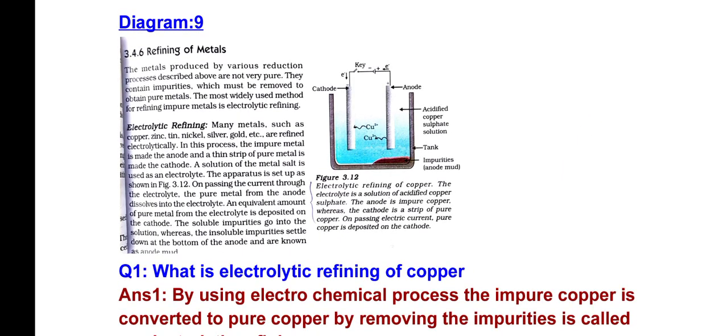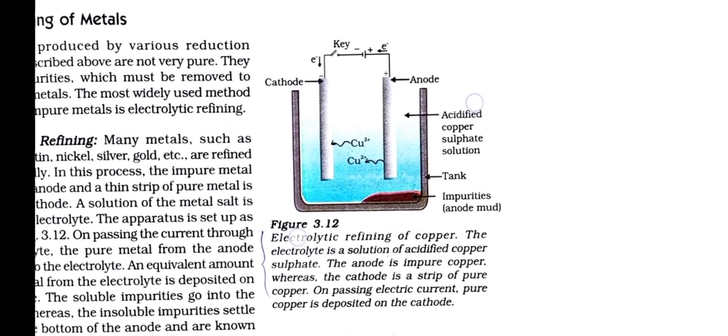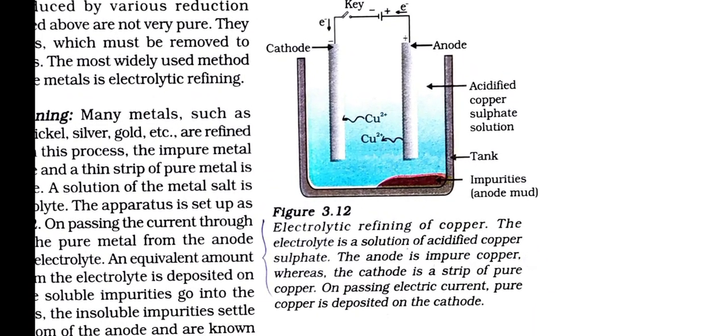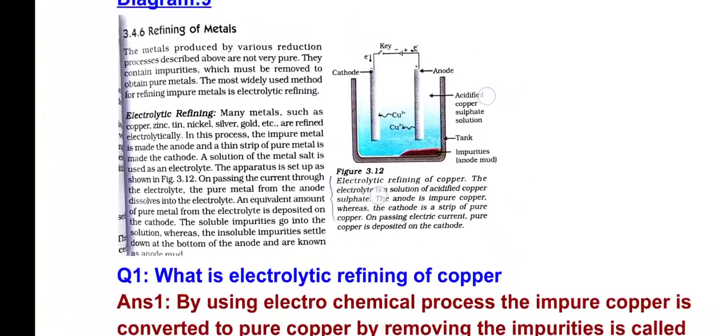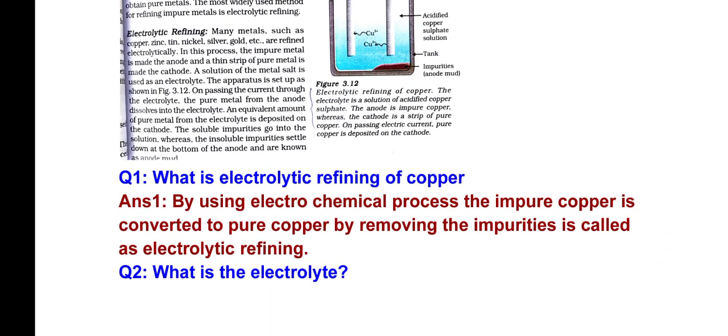Now let us consider a very important diagram number 9. It is about the electrolytic refining of copper. What is electrolytic refining of copper? By using an electrochemical process, the impure copper is converted to pure copper by removing the impurities. It is called electrolytic refining.